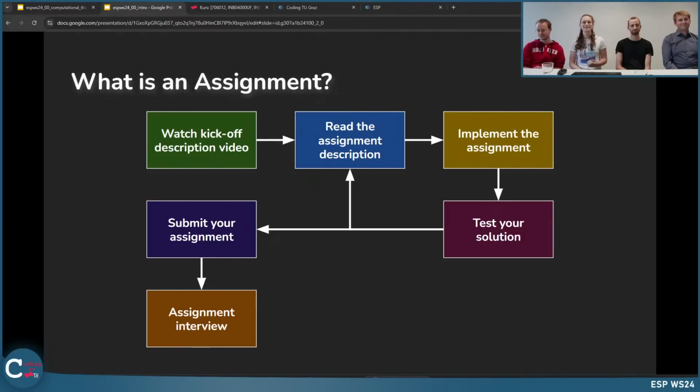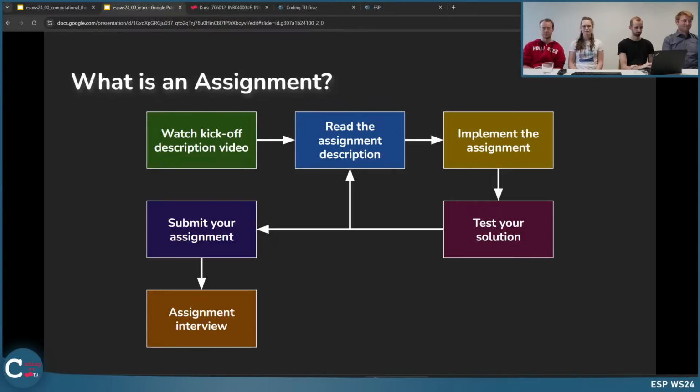Okay, so what is an assignment? So that you can understand it, I'll just demonstrate what you have to do to actually complete an assignment. First, you can watch the kick-off video, which will always be a description of what you have to do in the assignment. Maybe it then helps you when reading the assignment description afterwards, because you already kind of know what to expect. The assignment description and the assignment itself you will find online, and how you get to all of this and how to set this up you will see next week.